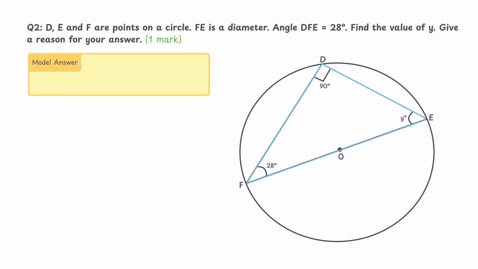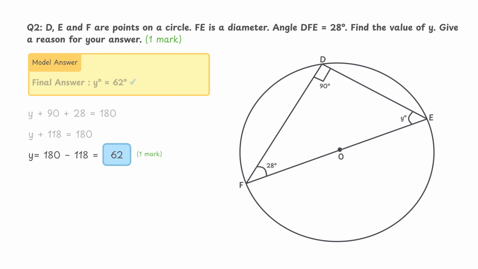Write the equation step by step. Y plus 90 plus 28 equals 180. Now simplify. Y plus 118 equals 180. Subtract 118 from both sides. Y equals 62. So the final answer is 62 degrees.